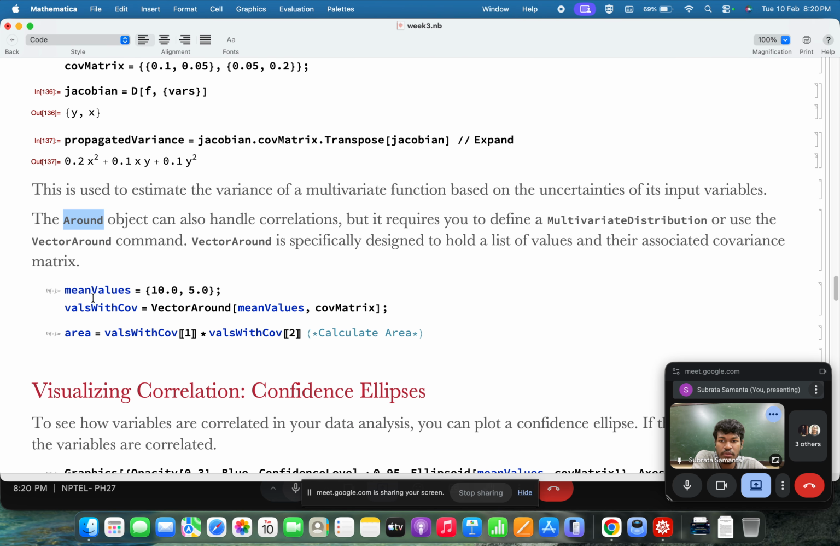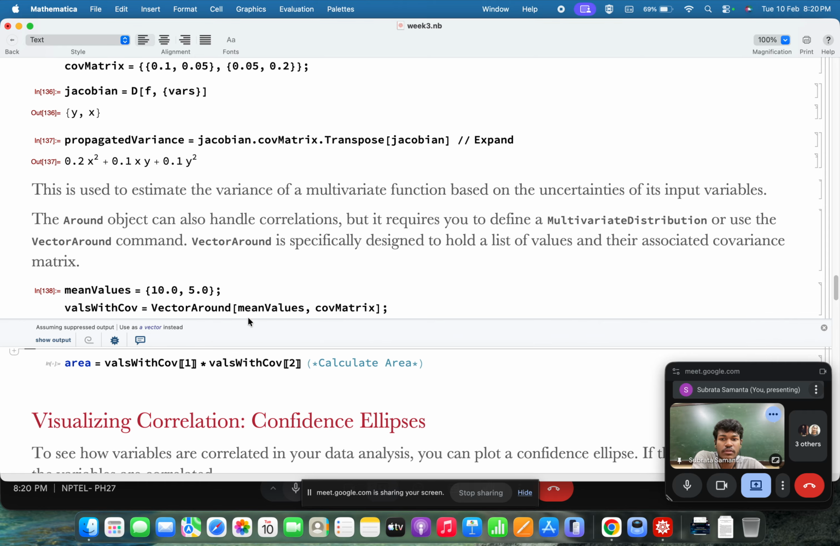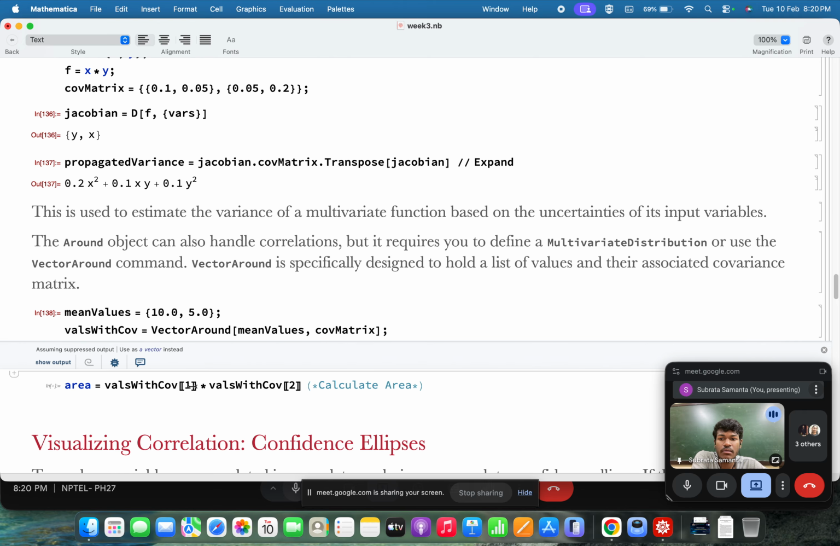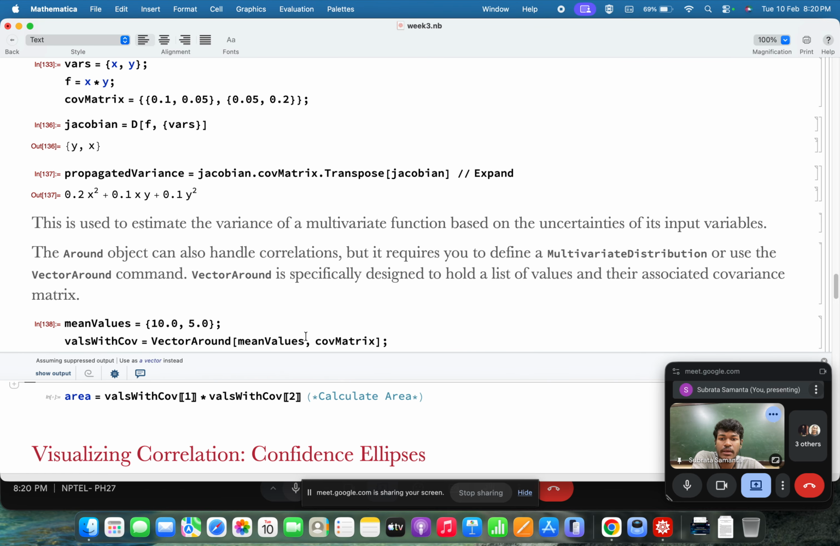So, you see your mean values, let us say 10 and 5. You have 2 variables, and the mean value of the first variable is 10 and the second variable is 5. We can assign the values with correlations, or the covariance matrix, is basically the vector ufloat with mean values and the covariance matrix. So, that means we assign the mean values 10 and 5 with the correlations, which is basically your covariance matrix, this one.